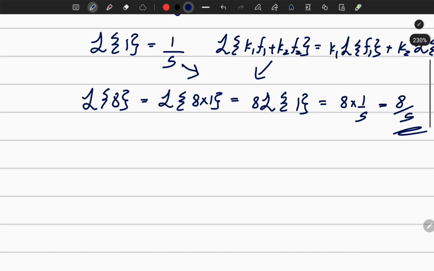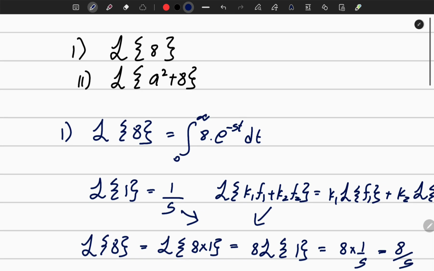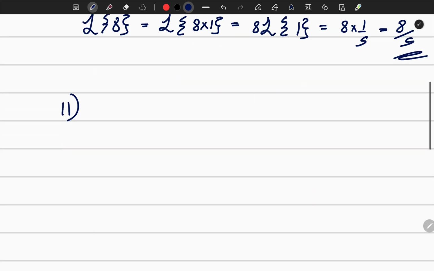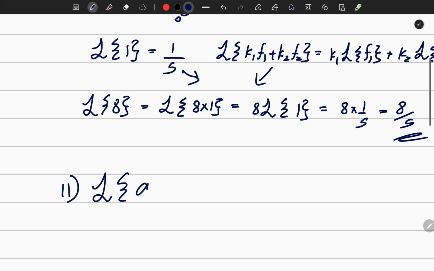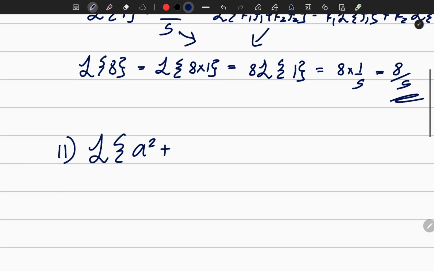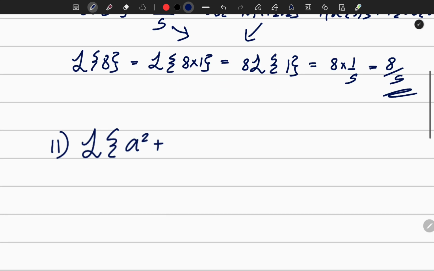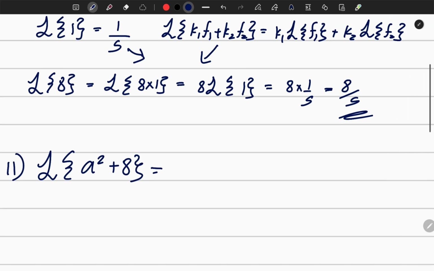Okay, so the next question, number 2: the Laplace transformation of a squared plus 8. By linearity I can write this as the Laplace transformation of a squared plus the Laplace transformation of 8. I know the Laplace transformation of 8 is 8 over s. Now I have to figure out the Laplace transformation of a squared.